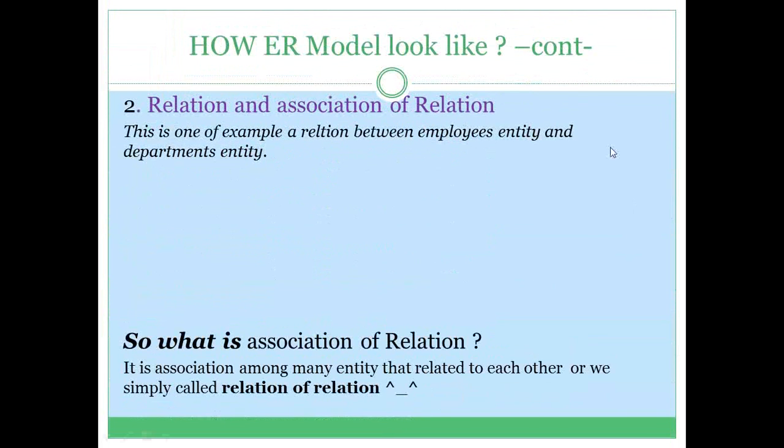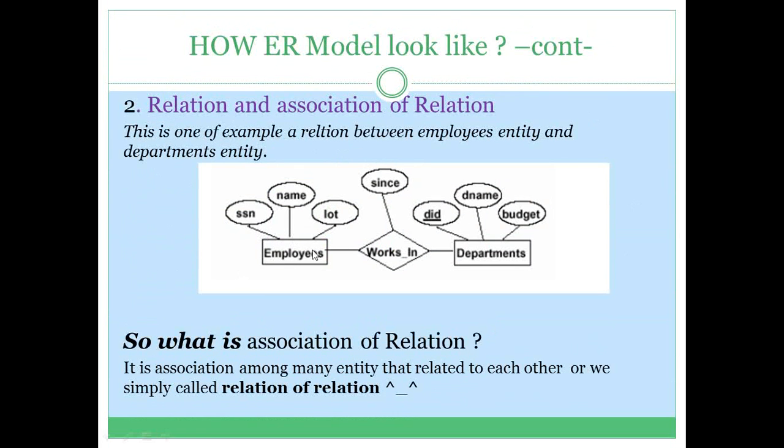How does a model look? It's still the continualism, and two, we have relation and association of relation. This is one example, a relation between employees entity and departments entity.